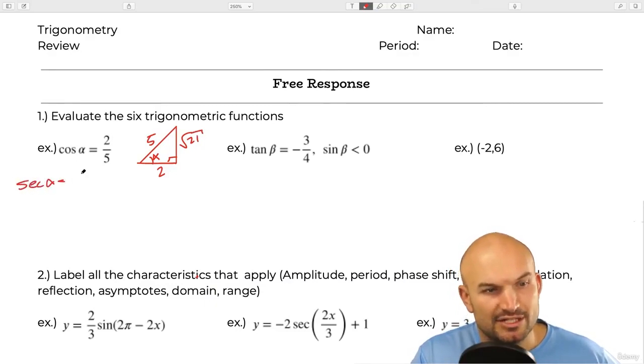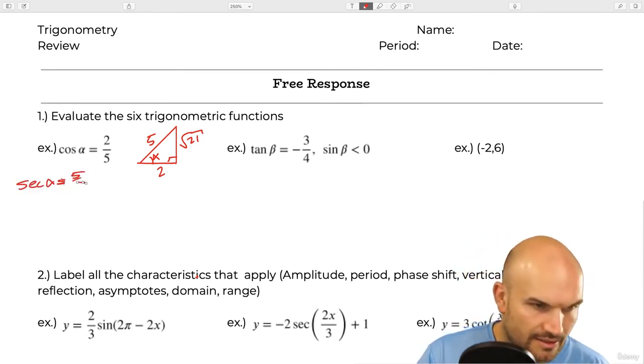Okay? So therefore, if cosine of alpha is 2 over 5, we can figure out the secant of alpha. That's just going to be the reciprocal, right? So that one's kind of easy. 5 halves.